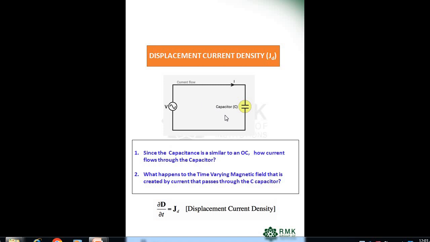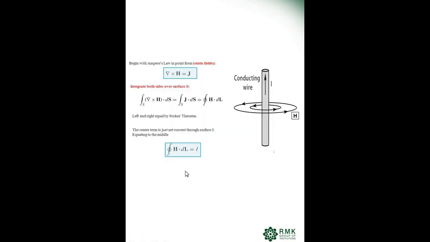Okay, so this displacement current density, we'll be seeing it shortly. It will be very useful for us to derive the Maxwell's first equation. So what you see here is Ampere's circuital law, which we have already seen, which we have already discussed in the third unit.